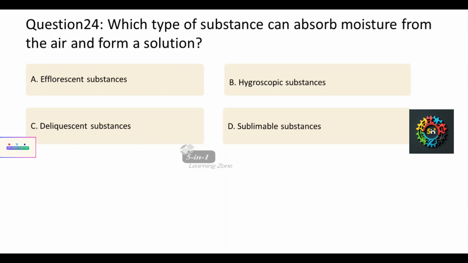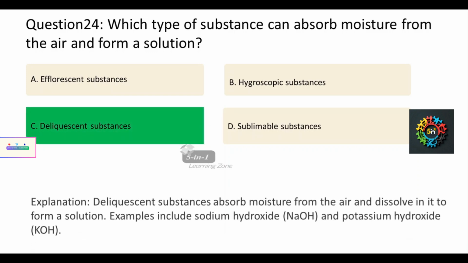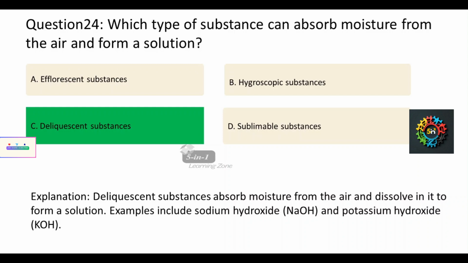Question 24. Which type of substance can absorb moisture from the air and form a solution? Correct answer: C. Deliquescent substances. Explanation: deliquescent substances absorb moisture from the air and dissolve in it to form a solution. Examples include sodium hydroxide NaOH and potassium hydroxide KOH.